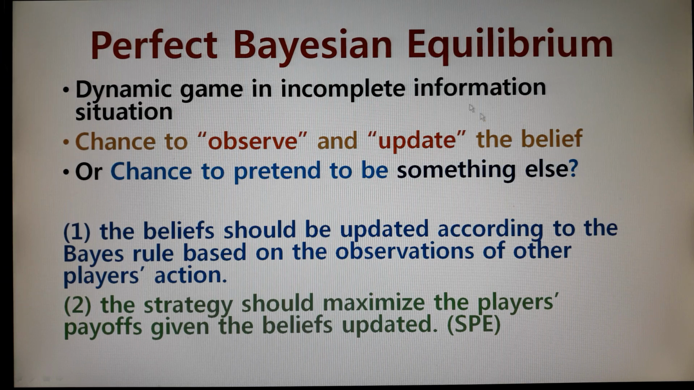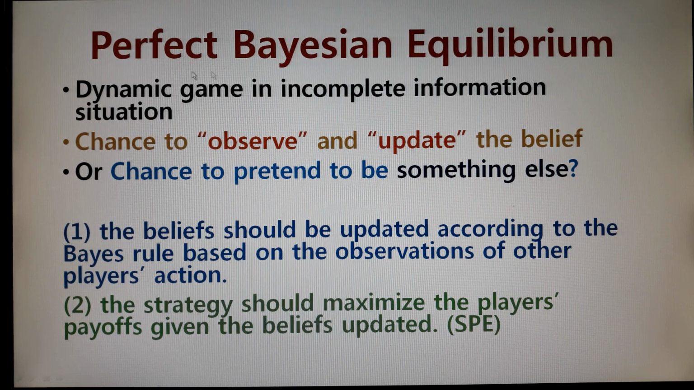Perfect Bayesian equilibrium. Okay? Dynamic game. As I said, perfect Bayesian equilibrium makes sense only in a dynamic game. Of course, it should be an incomplete information game. Otherwise, we are dealing with a subgame perfect equilibrium.